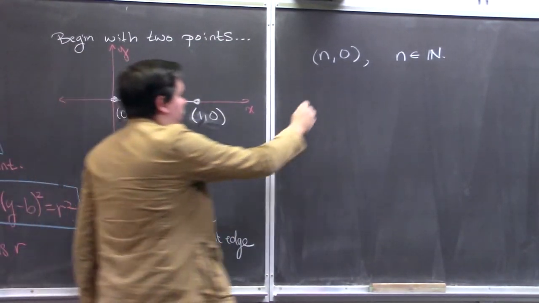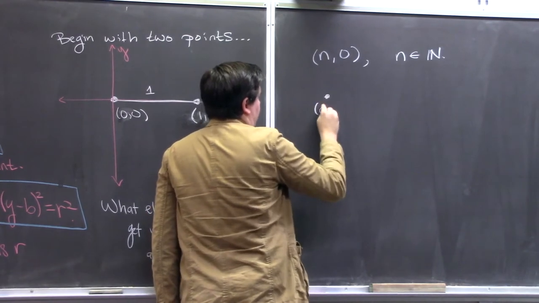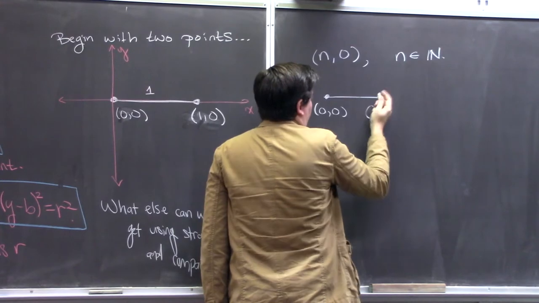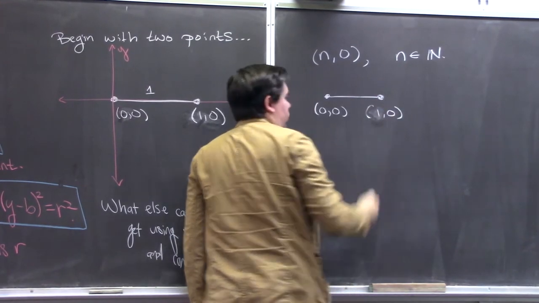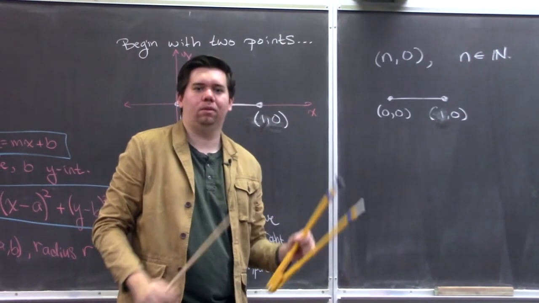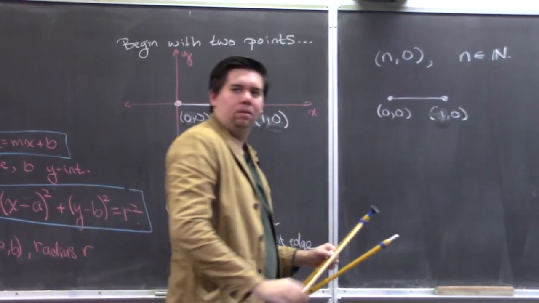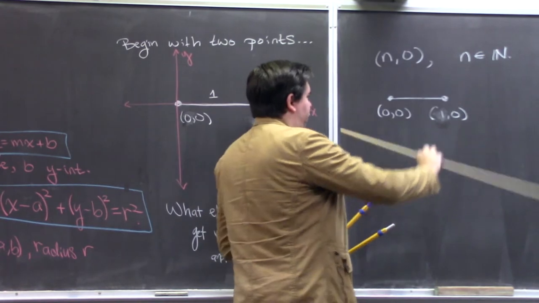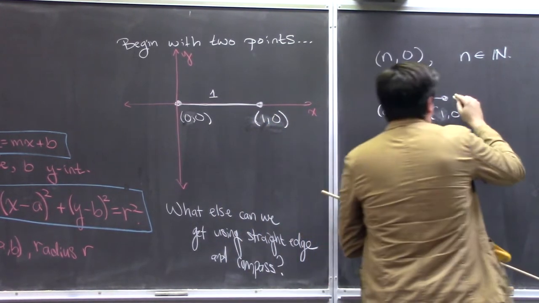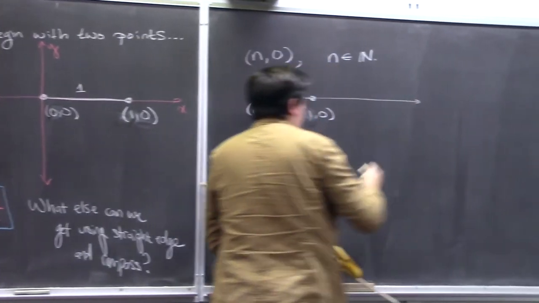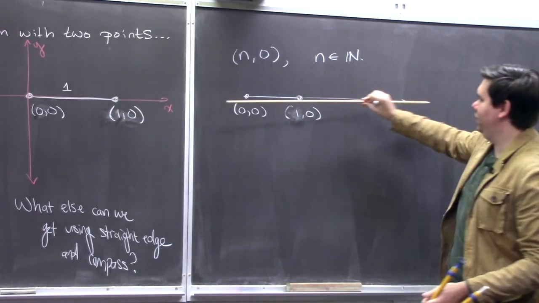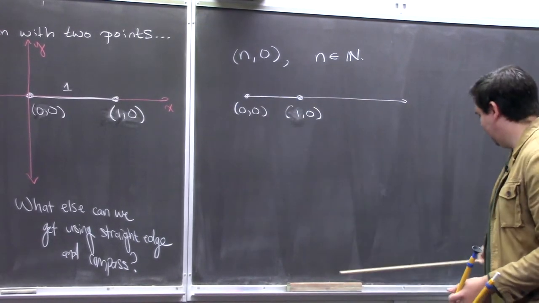If I have (0, 0) and I have (1, 0), how do I get (2, 0)? Tell me exactly what I would do with my compass and straight edge to recover (2, 0). Well, first I probably want to extend this line. So I use my straight edge to extend the line, which corresponds with postulate 2 of Euclidean geometry, right? So I'm just extending the line with my straight edge, and then what do I do?